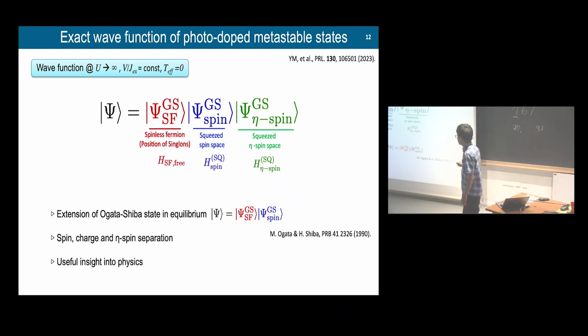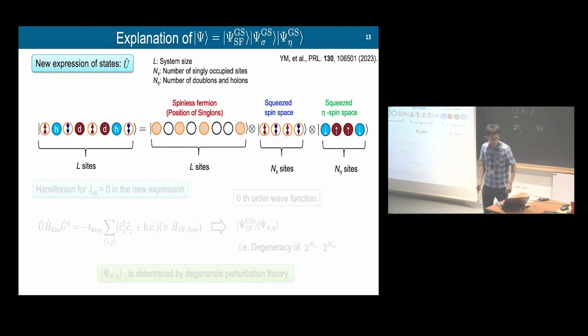So compared to this, we can say that this is a natural extension of this Ogata-Shiba state to the photodoped case. And this state is representing the existence of the spin, charge, and also eta spin separate degrees of freedom. Okay, so now let me explain what is the meaning and how we derive this expression.